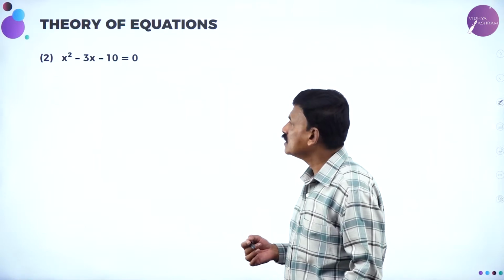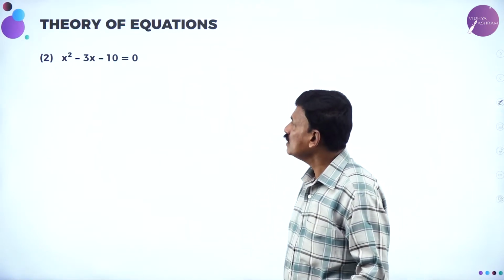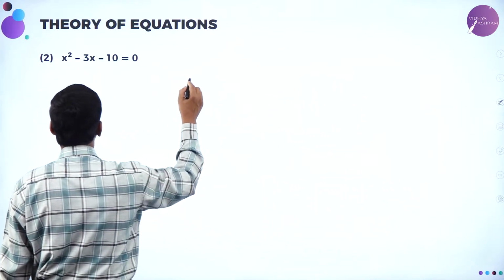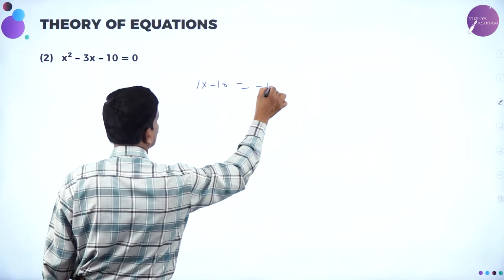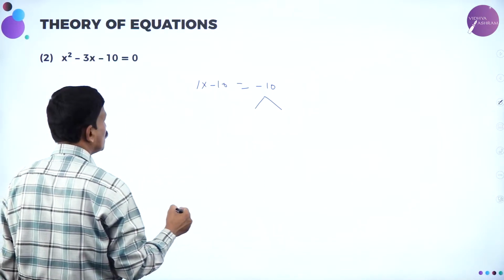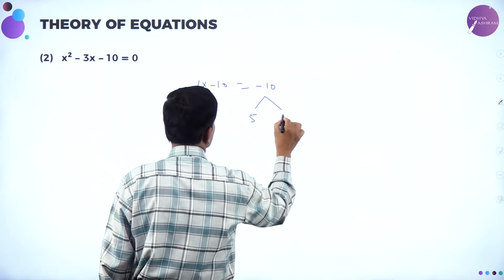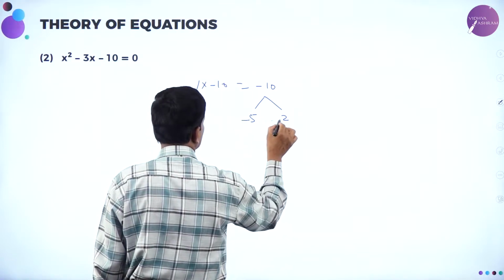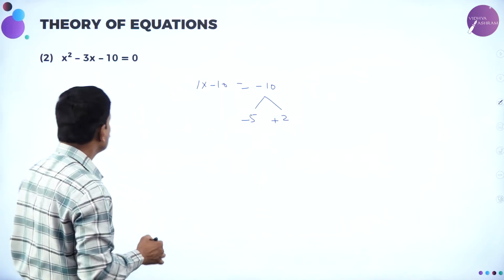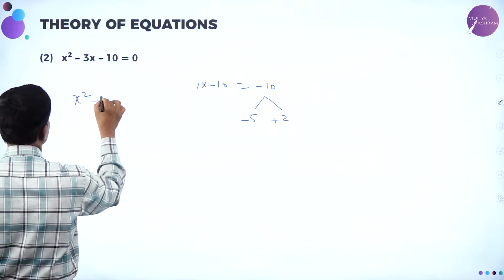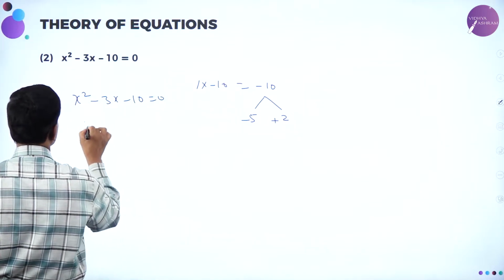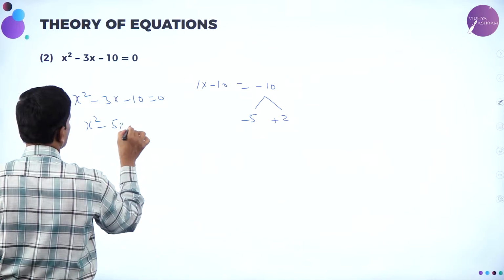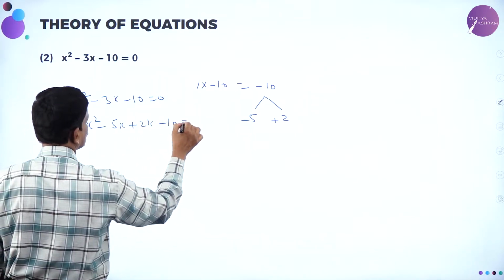Okay, now let us take the next problem, a similar type of problem, x square minus 3x minus 10. So here the coefficient product is 1 into minus 10, which is minus 10. Minus 10 can be factorized as 5 twos are 10, and it is minus 10. So this can be written as minus 5 plus 2, minus into plus is minus. So therefore x square minus 3x minus 10 can be written as x square minus 5x plus 2x minus 10 is equal to 0.